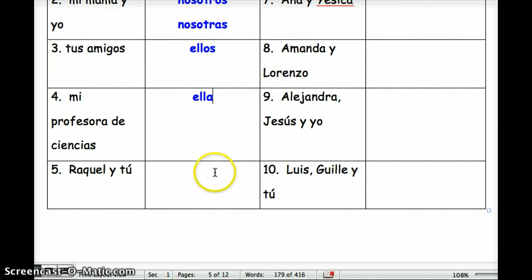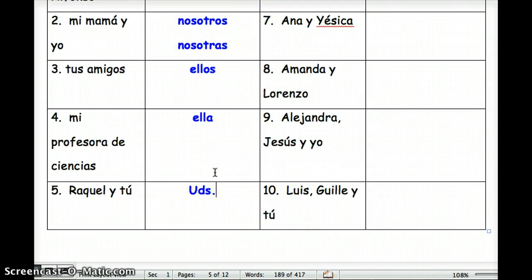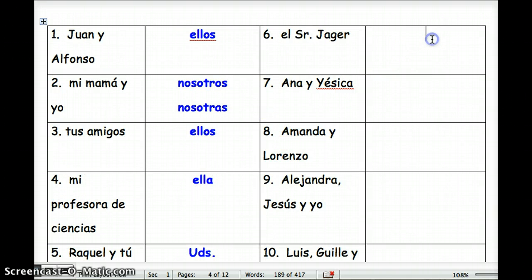Raquel y tú, Rachel and you, speaking to a group of two or more people, so ustedes. El señor Jagger, Mr. Jagger. Él, he. Ana y Jessica. They. They're both girls, so ellas. Amanda y Lorenzo. They, but Lorenzo's in the mix, a guy. So you need to use ellos since it's a guy and a girl.